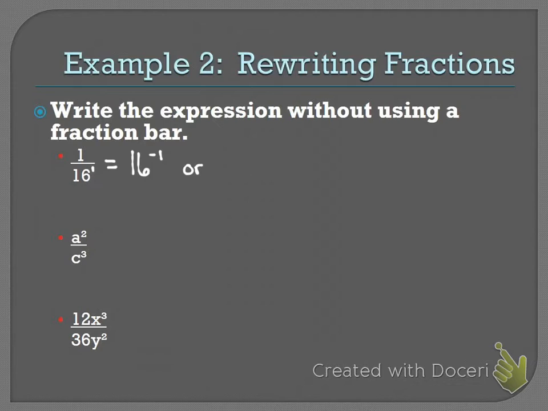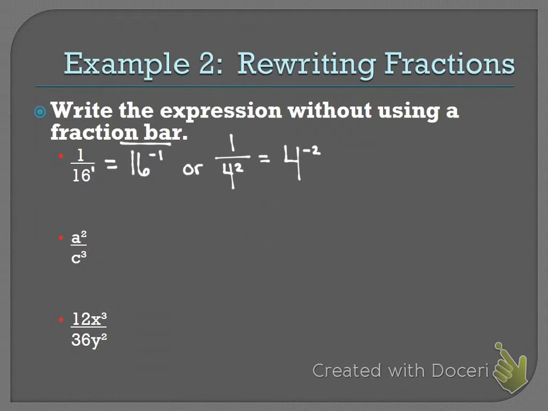4 times 4, right? So 16. So instead of it being 1 over 16, it could be 1 over 4 squared. Could it? Is that the same thing? Yes. And then if I write that not as a fraction, without the fraction bar, it would be 4 to the negative second power, right?